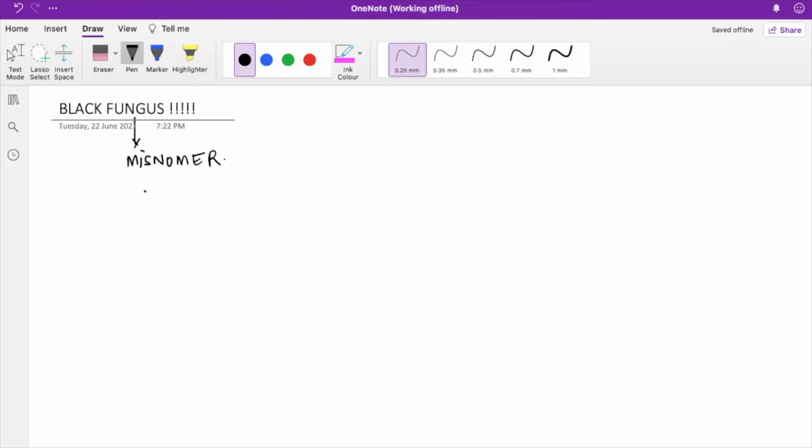People are using the name just seeing the color of the lesion or the color of the disease process caused by the fungus on the skin. That would be black. We would learn why it is black in the subsequent time. The real name of this infection is mucormycosis.